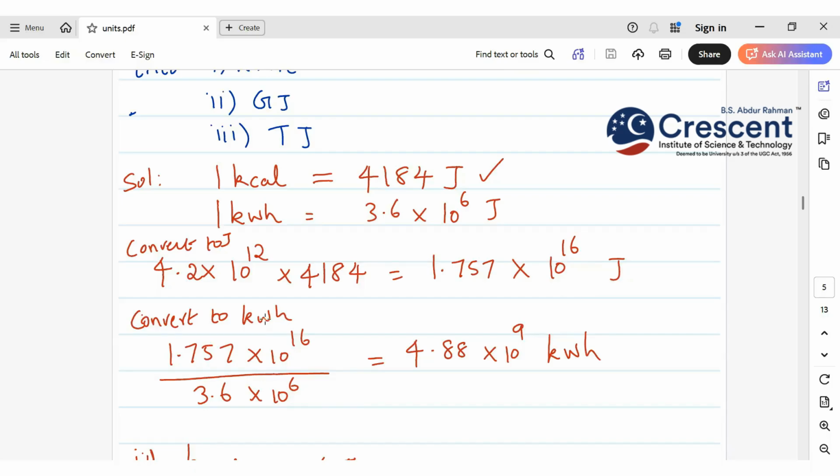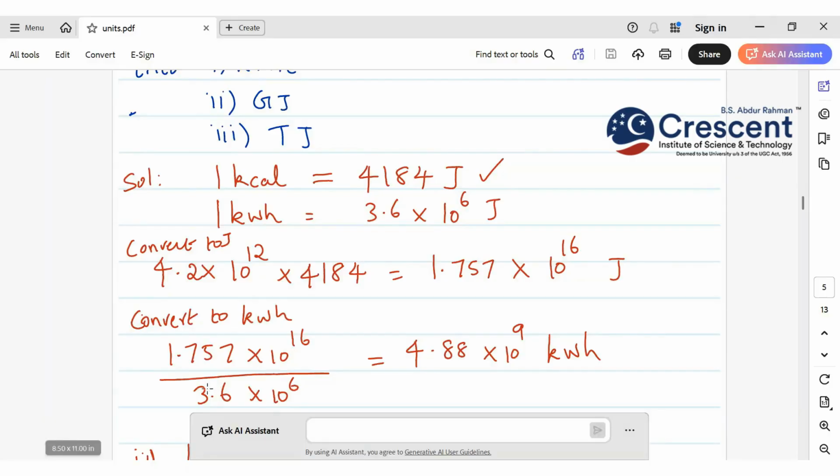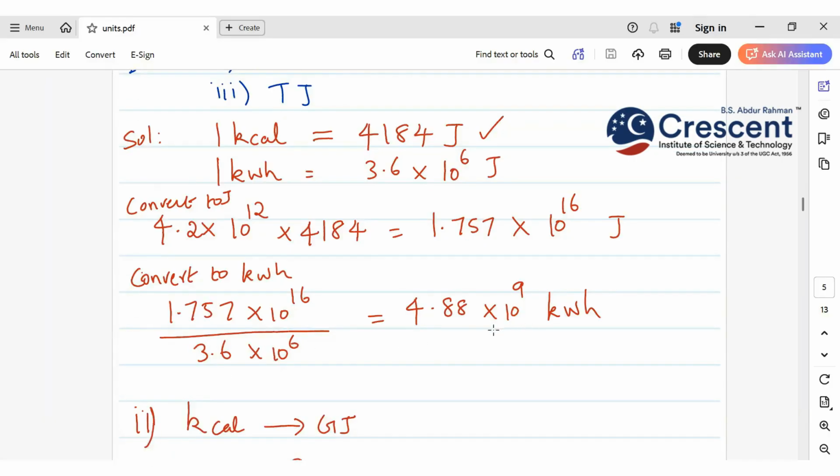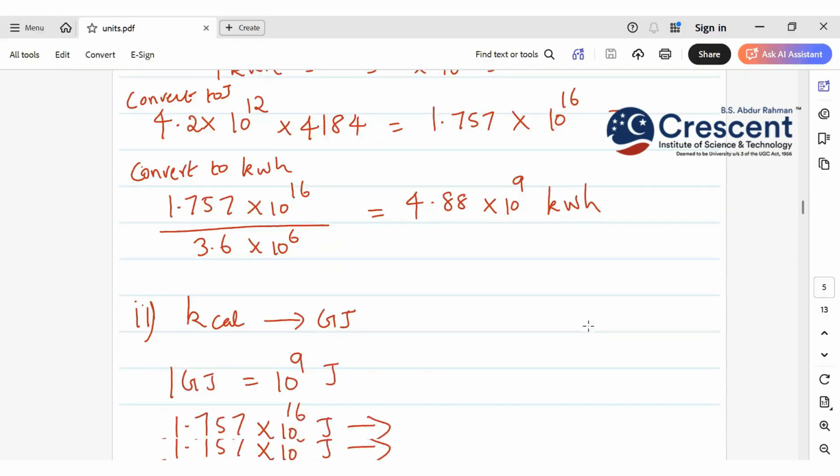Now this has to be converted into kilowatt hour. So convert to kilowatt hour. To convert that into kilowatt hour, we have to divide it by 3.6 into 10 power 6, which comes as 4.88 into 10 power 9 kilowatt hour.